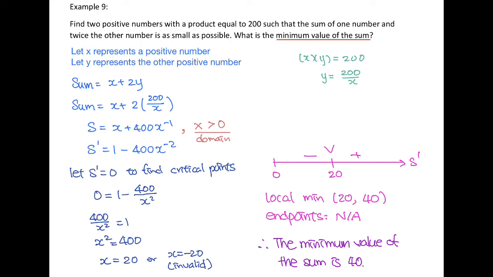Finally, we have to find the minimum value of the sum. So let's go back to the equation here. Sum equals x plus 2 times 200 over x. We know x is 20, so we put 20 plus 2 times 200 over 20, which is 20 plus 20. That will be 40. So we say the minimum value of the sum is 40.